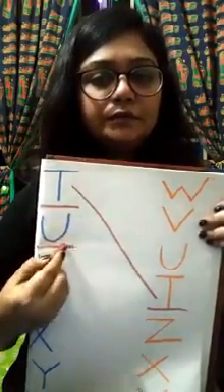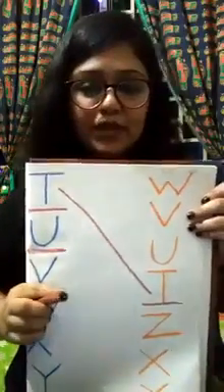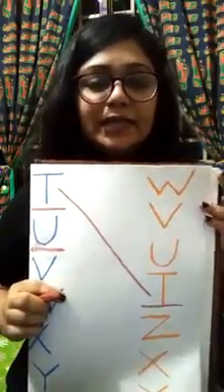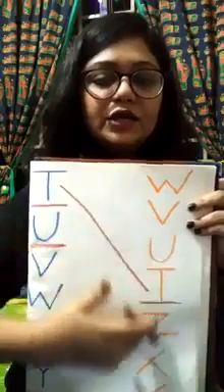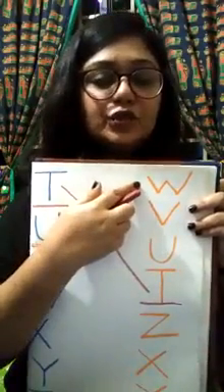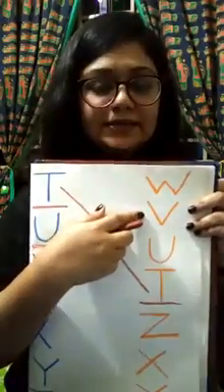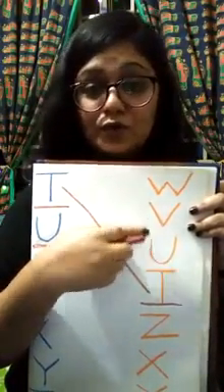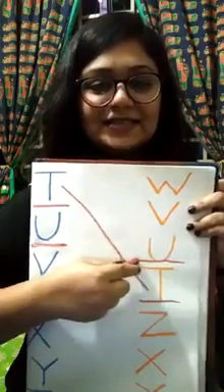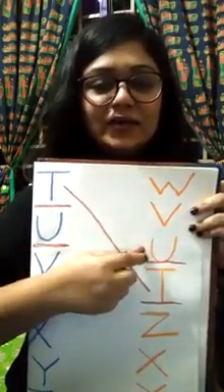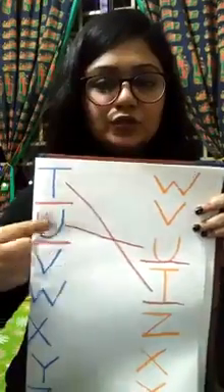After T comes U. U for umbrella. Umbrella mane ki chhati. Okay. Let's find the U here. Is this U? No. Is this U? No. Is this U? Yes. This is U. Let's join the two U's.